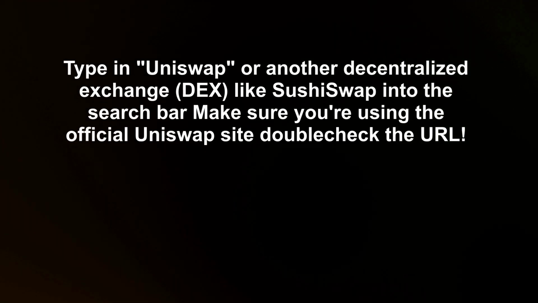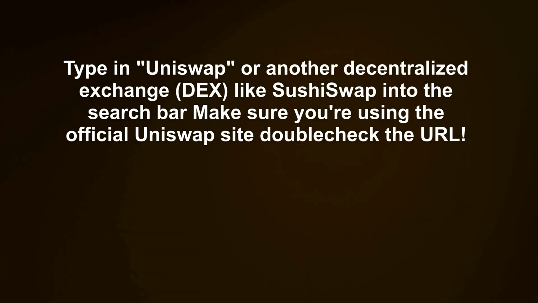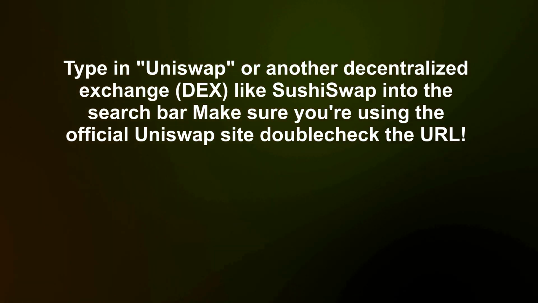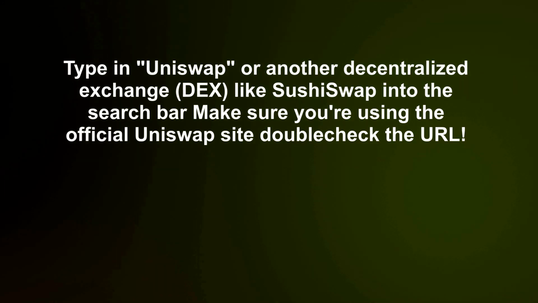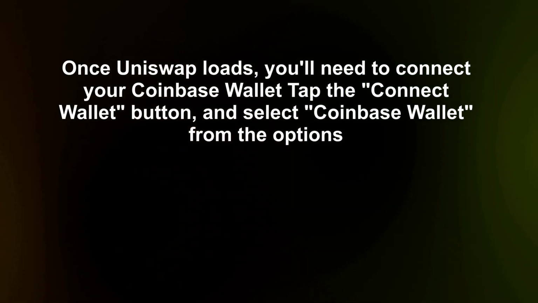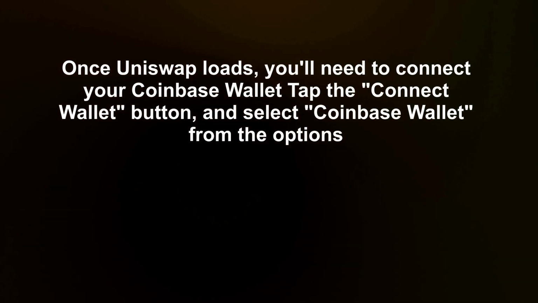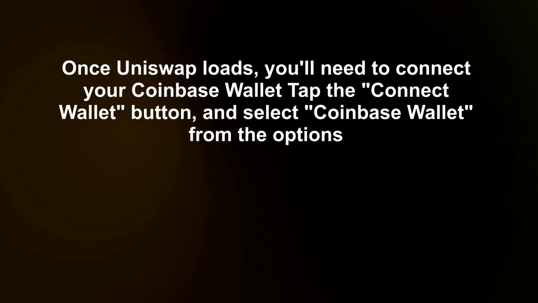Type in Uniswap, or another decentralized exchange (DEX), into the search bar. Make sure you're using the official Uniswap site. Double check the URL. Once Uniswap loads, you'll need to connect your Coinbase wallet. Tap the Connect Wallet button and select Coinbase Wallet from the options.